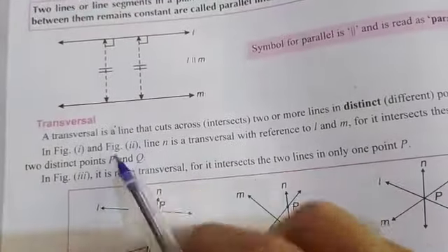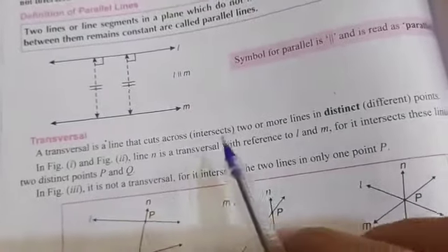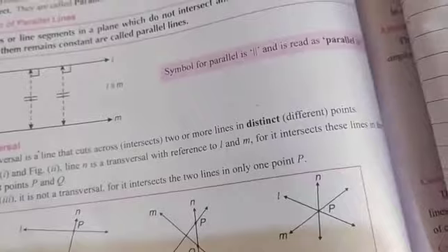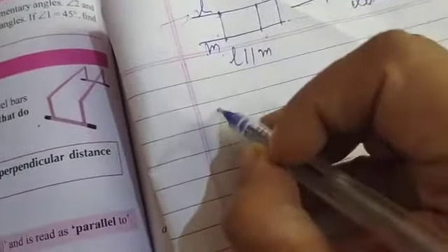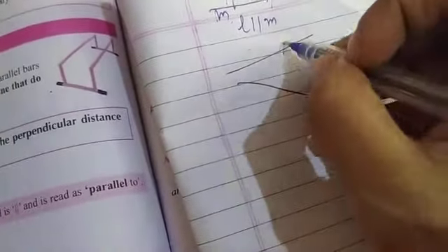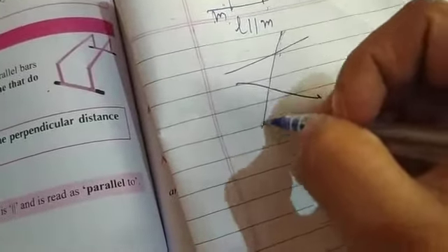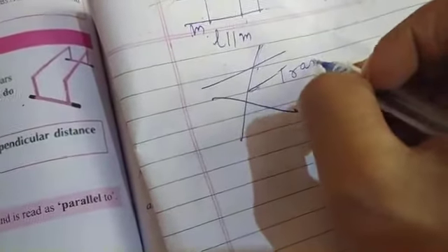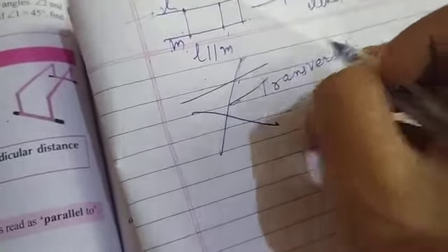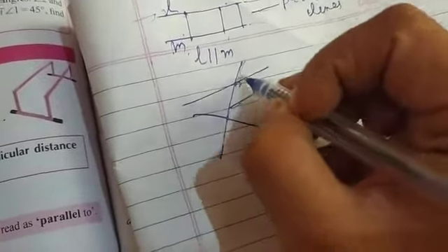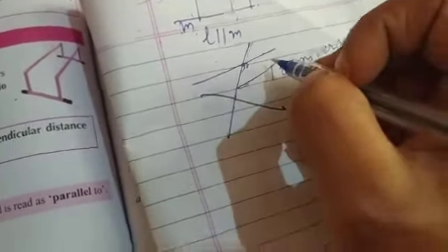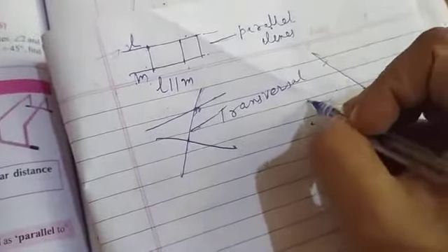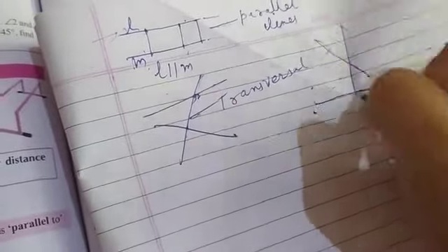Now the transversal. A transversal is a line that cuts across two or more lines at distinct points. Suppose we have two lines in this way. This line is a transversal because it cuts these two lines at distinct points. Whatever be the shape of the figure, this is a transversal.